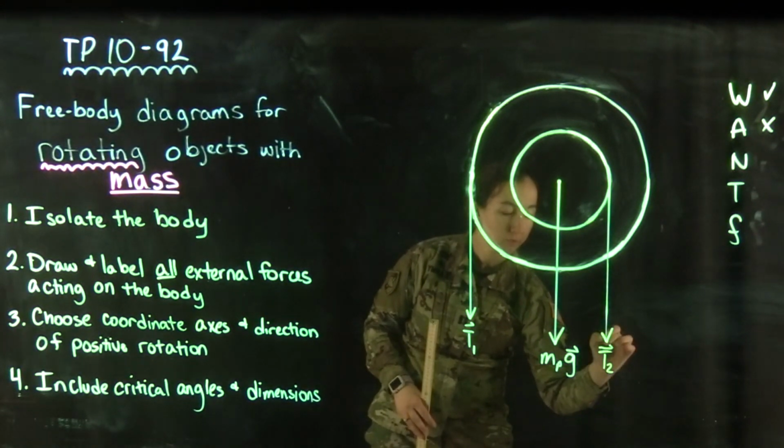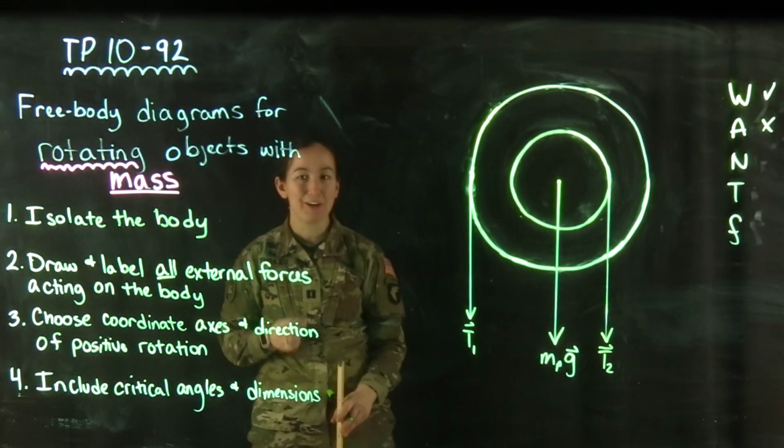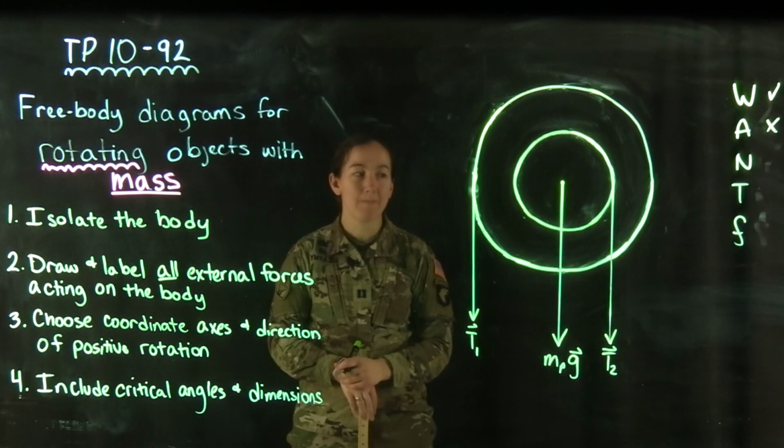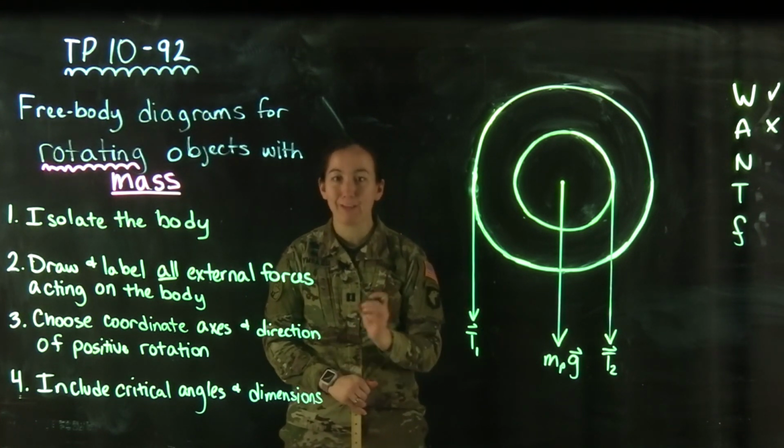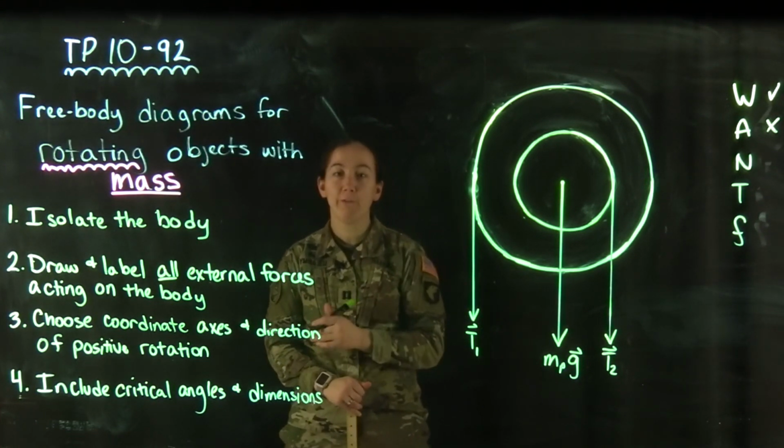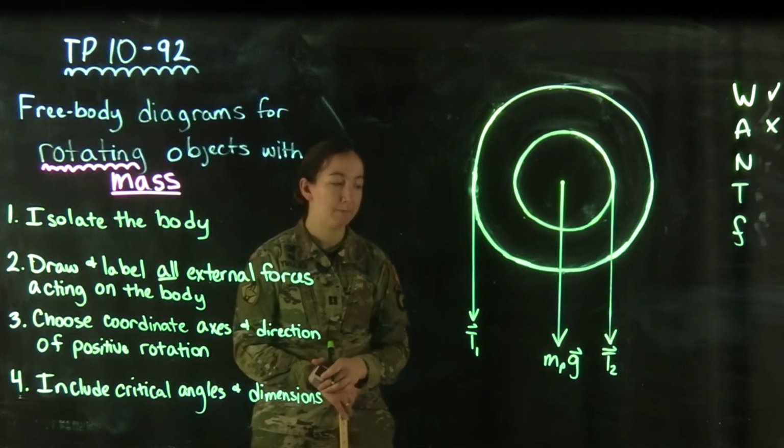And I've labeled my subscripts. T1 and T2 do not equal each other. I can't assume that they are the same value because this pulley has mass. So that is a change from previous pulley problems. Now this pulley has mass.